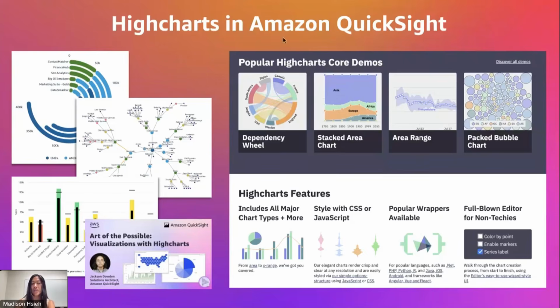Essentially, you can see here there are different graphs that you can build. This one is a network graph. These are the features that you can use: there are wrappers, as well as dependency wheels, stacked area charts, etc. And if you want to check out the video, it's called Art of the Possible Visualizations with Highcharts by Jackson on our YouTube channel. He's also going to be hosting the one coming up in a couple weeks. So that's a really exciting feature. If you have any questions on this feature, please put them in the chat. And now we'll move on to the next one.